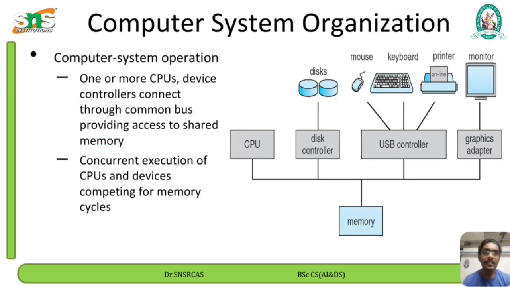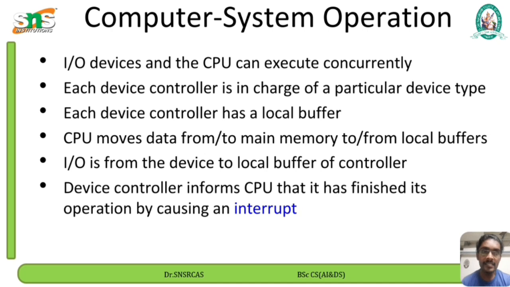There are different types of hardware components of a computer. Those are all connected with a common bus. One or more central processing units control all the hardware components which are connected together. Basically, the hardware components are connected through the bus, and the data is stored in main memory. Concurrent execution of central processing units and devices competes for memory cycles.